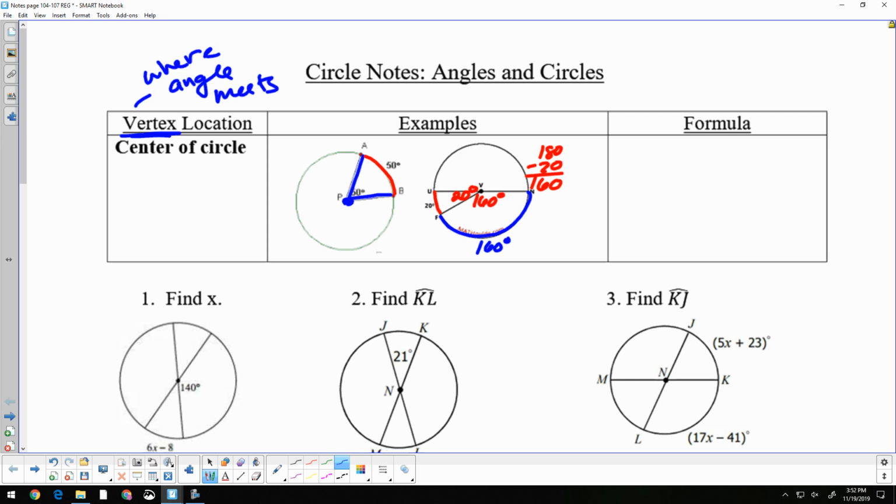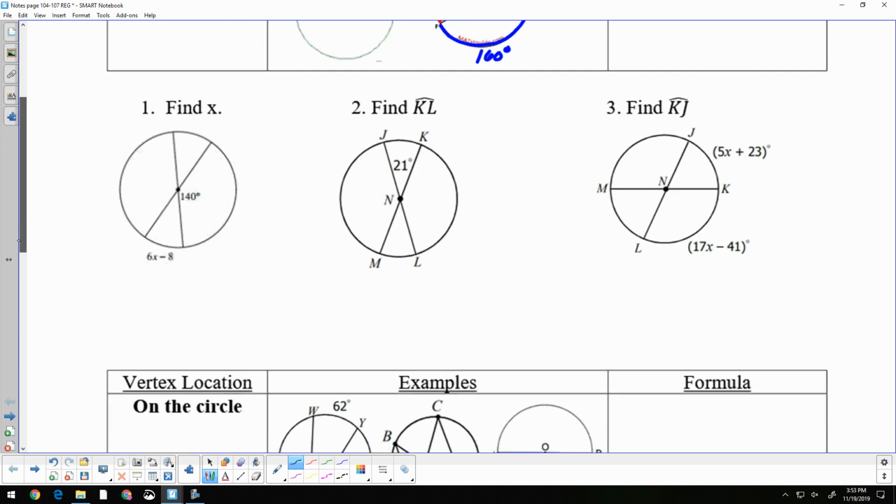Okay. So really the formula we begin with, the measure of the angle is just equal to the arc measure. Okay, that's only for angles that are in the center of the circle. Okay, so let's look at our first three examples.